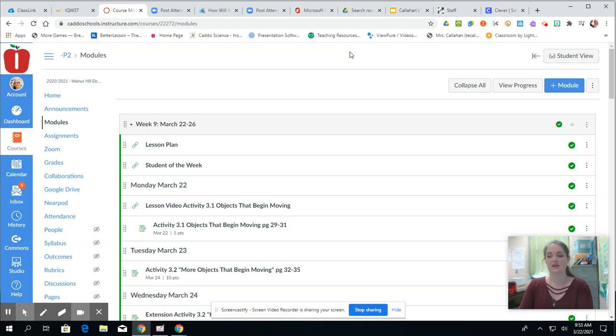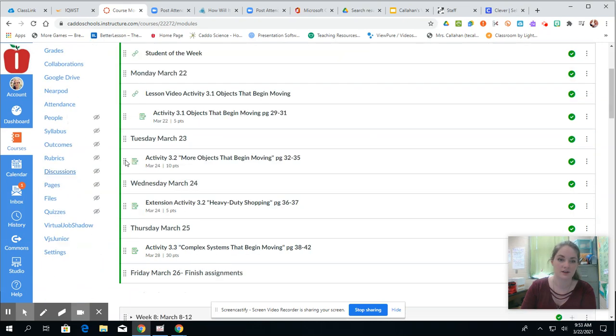Or you can turn in that assignment through the office. You can just tear the pages out and turn it in that way. It's fine. So you'll scroll down to Tuesday. Today we're completing activity 3-2, more objects that begin moving. And this assignment starts on page 32 and ends on page 35. This is going to be part A, part B. So we're going to do half of it today in class, and then we'll do the other half tomorrow. This lesson video is for the full activity.